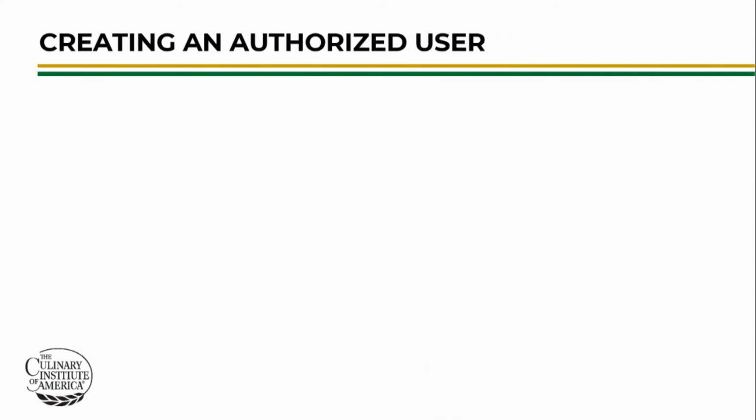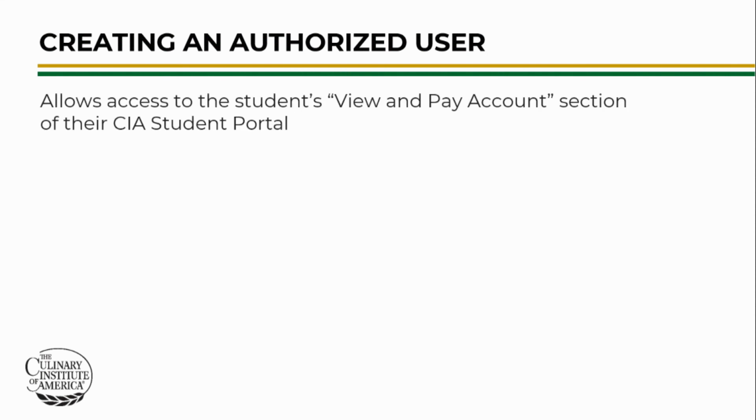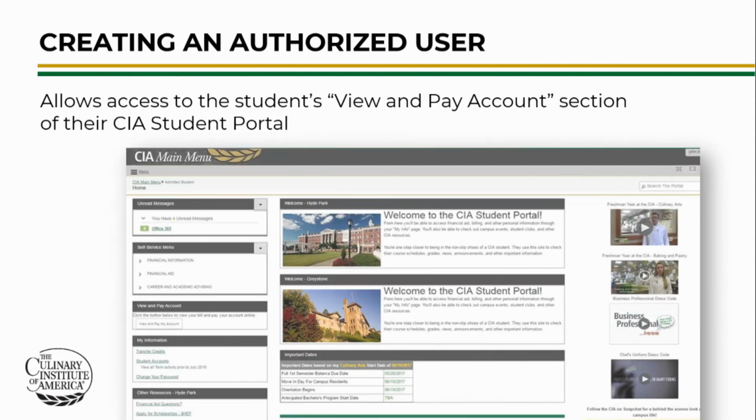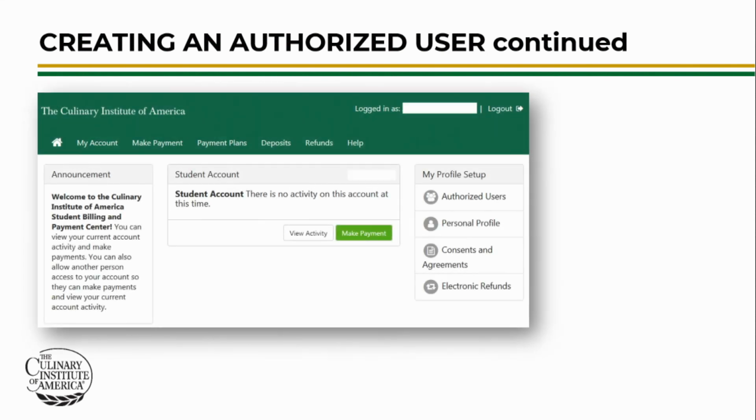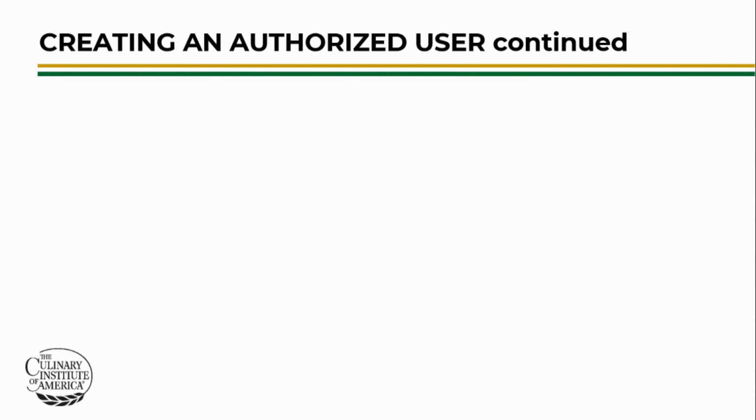So that's proxy access. The next thing we're going to go over is what's called authorized user access. So this is the other portion of that CIA main menu page, the view and pay my account section, which again is right there. So in order for the student to grant access, they're going to click into that link, view and pay my account. Authorized users is going to be right there on the right-hand side of the page in that bar. So they'll be able to go in, they'll click that link.